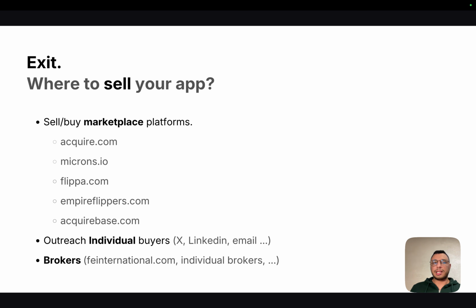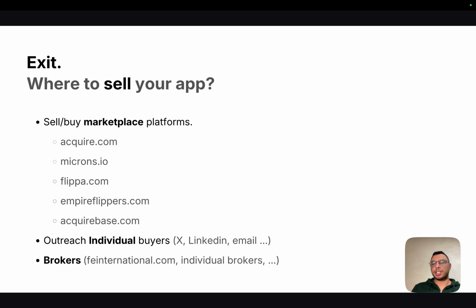If you want to sell your app, the most popular marketplaces or platforms are Acquire.com, Microns, Flippa, Empire Flippers, and Acquirebase. There are dozens of marketplaces, but those are the most popular. There are also some tools not mentioned, like Trust MRR and What's the App. I didn't update the slides.